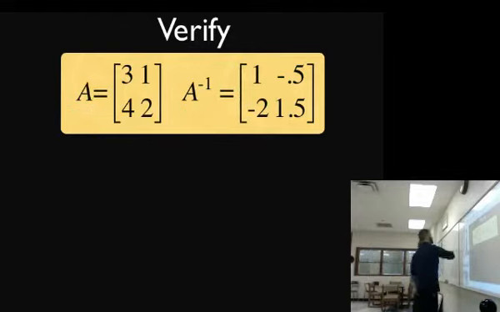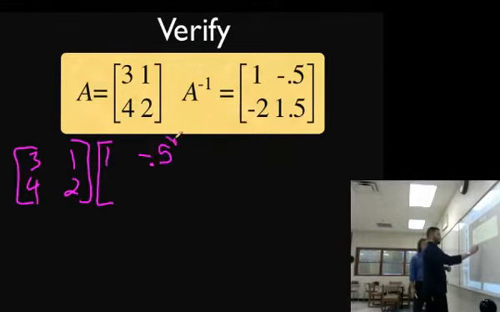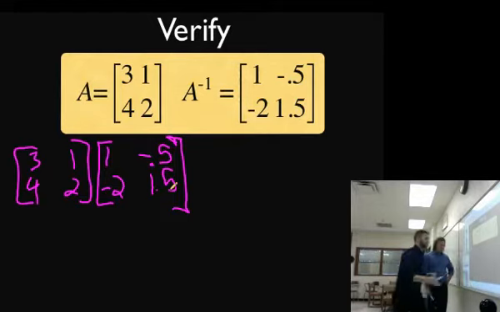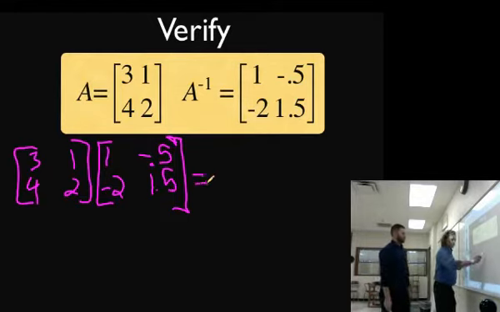Let's clear this out of here. All right, so let's do it. A times A inverse. So I've got [3, 1; 4, 2] times [1, negative 0.5; negative 2, 1.5]. Make sure that's not 2.1 or 2.15. That's negative 2 and 1.5. Okay, you ready? Let's multiply.